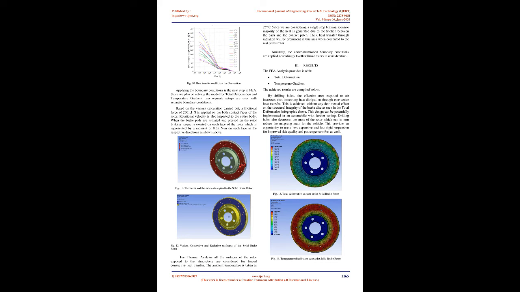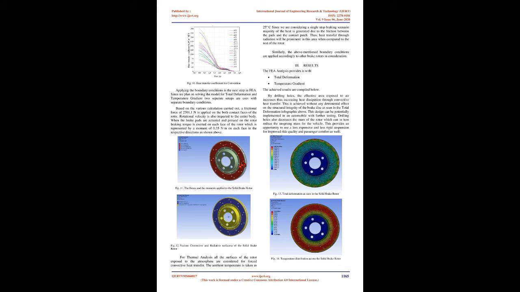Applying the boundary conditions is the next step in FEA. Since we plan on solving the model for total deformation and temperature gradient, two separate setups are used with separate boundary conditions. Based on the various calculations carried out, a frictional force of 2301.1 N is applied on both contact faces of the rotor. Rotational velocity is also imparted to the entire body. When the brake pads are actuated and pressed on the rotor, braking torque is exerted on each face of the rotor, which is represented by a moment of 0.35 Nm on each face in the respective directions as shown above.